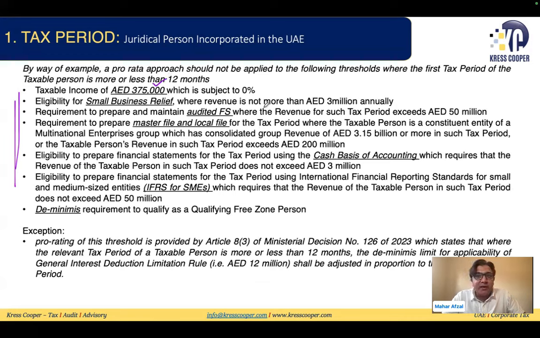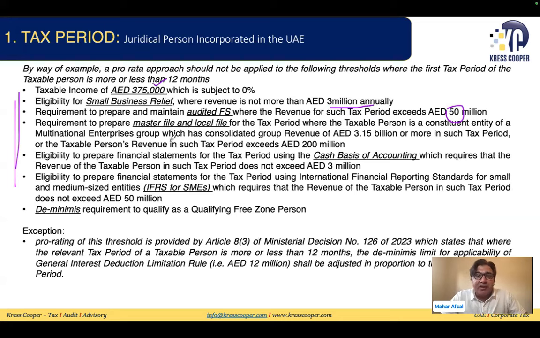Small business relief can only be applied if you are not more than 3 million. It doesn't matter if this is within 6 months or within 18 months. This you cannot proportionate. 50 million is a requirement of the law: you need to go for the audited financial statement. It doesn't matter for which period. This is applicable on the tax period.